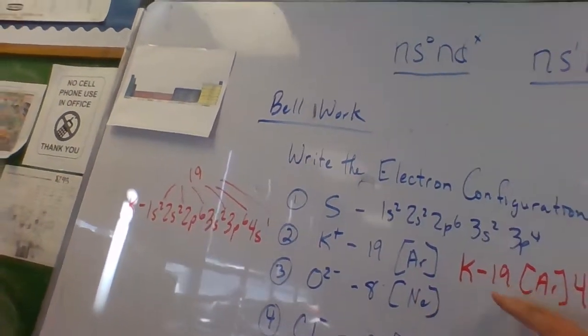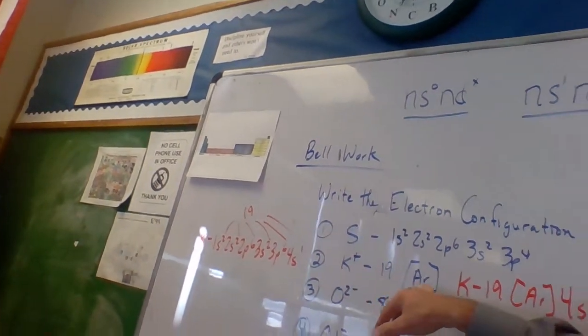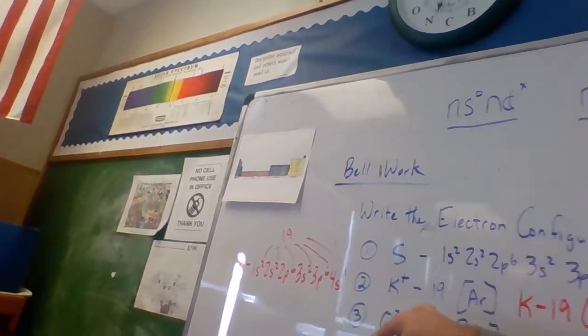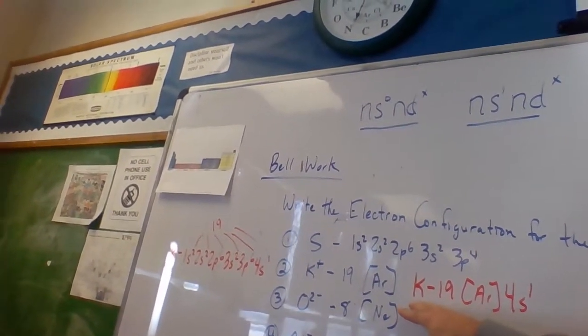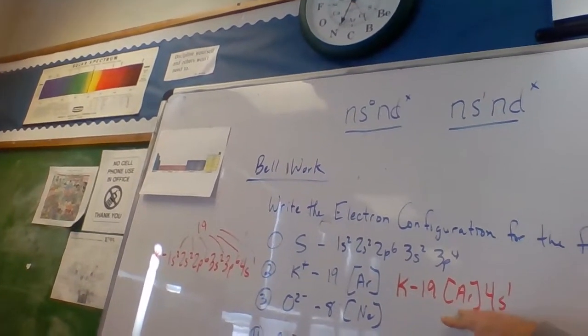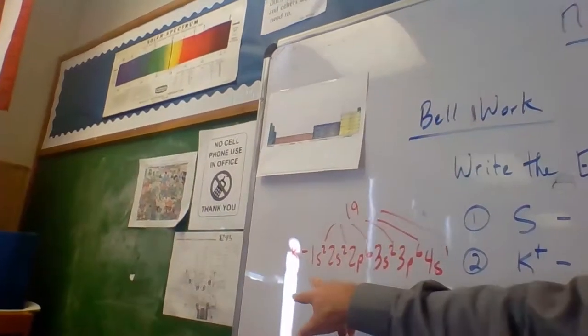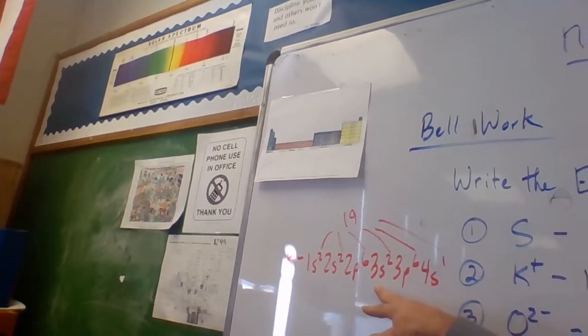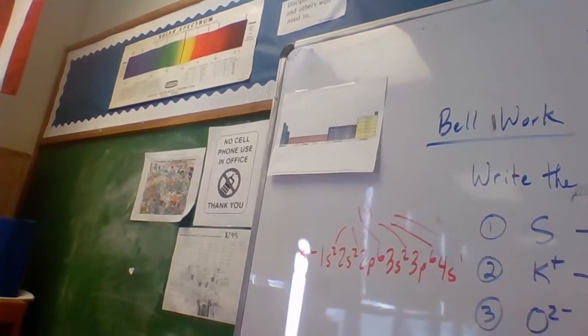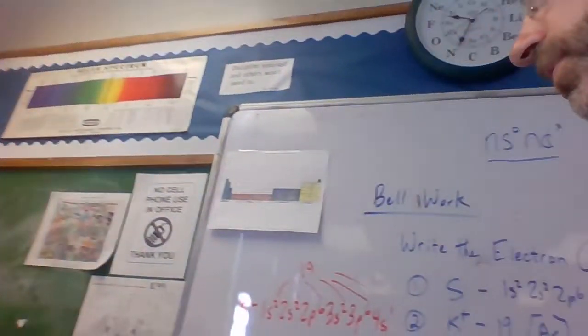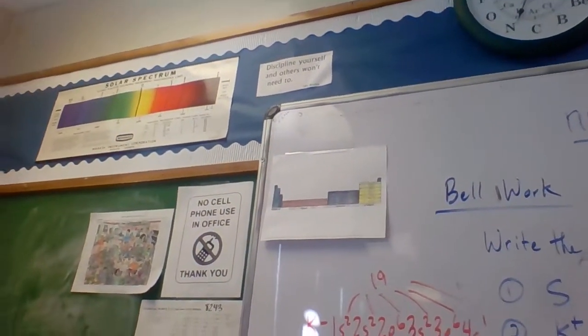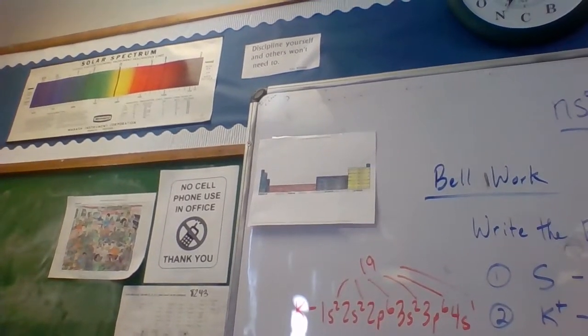So it's not that difficult. Don't think, oh my goodness, Mr. Stonecker, this is going to be hard. If you look here, we've got 3 examples of potassium. Potassium is the ion. It loses an electron, so it can behave like argon. Argon is a noble gas. You can write it 2 ways. You can write it as an element, K, 19 electrons, argon, 4s1, or you can go 1s2, 2s2, 2p6, 3s2, 3p6, 4s1.